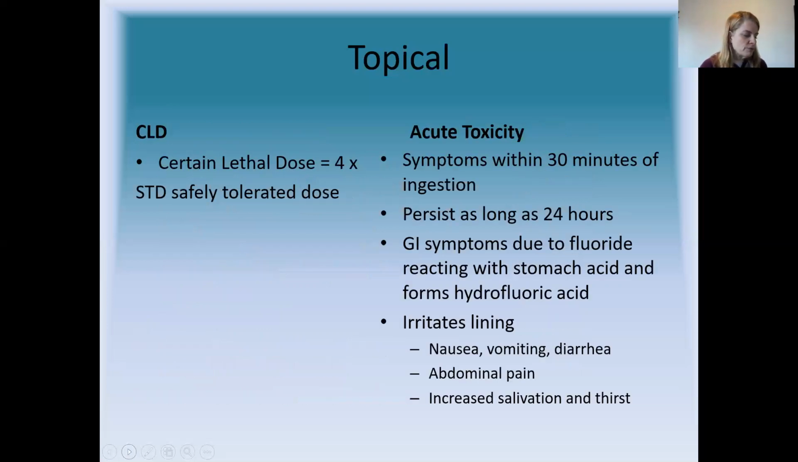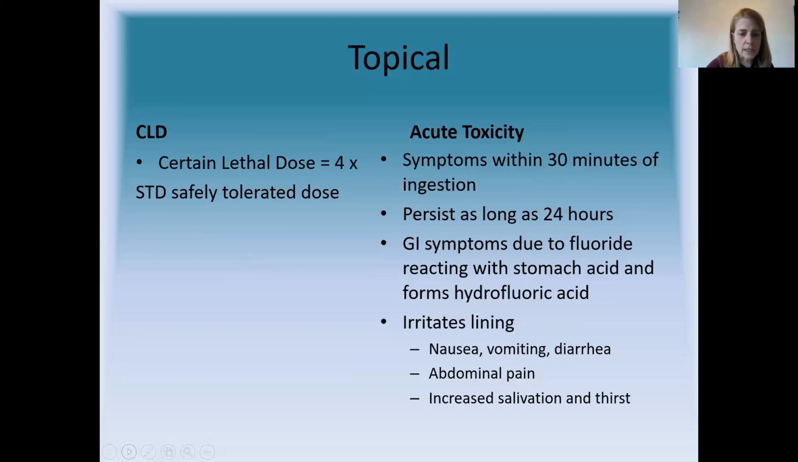So for fluoride, the lethal dose for an adult is 5 to 10 grams. For a child, it's 0.5 to 1 gram. When patients have a fluoride overdose, it's typically going to feel like they've got flu symptoms. They are going to have nausea, vomiting, diarrhea, abdominal pain, and increased salivation and thirst.